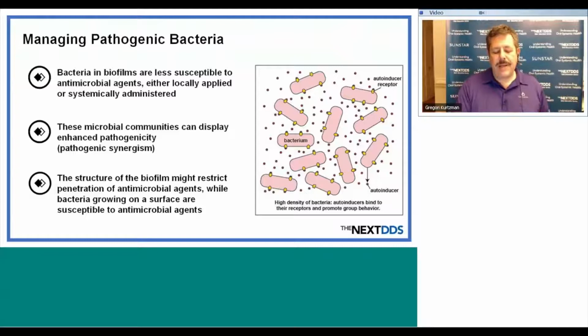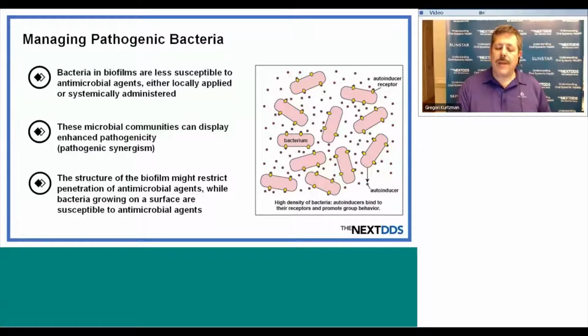And when I got out of dental school in '86, the direction was basically placing antibiotics into the pockets. You either treat the entire arch or the quadrant that you were treating, or you just do isolated pockets within that, in the hope that those antibiotics were going to kill the bacteria and allow the host to regenerate the tissue. And these microbial communities can display increased pathogenicity due to the synergism that goes on between the bacteria. The structure of the biofilm may restrict penetration of antimicrobial agents, that slime really blocks it out, while bacteria growing on the surface are susceptible to antimicrobial agents.